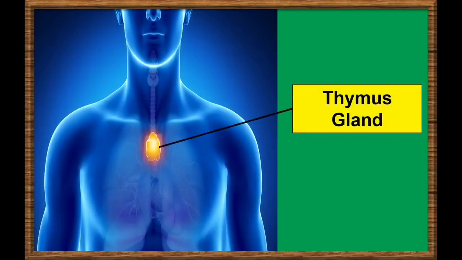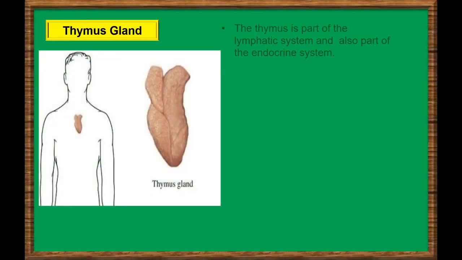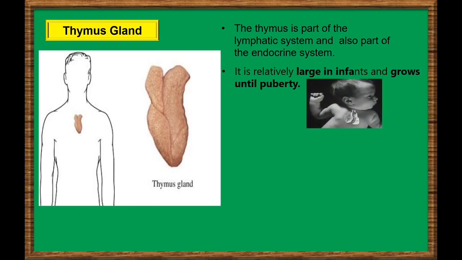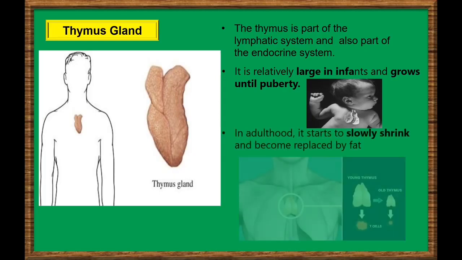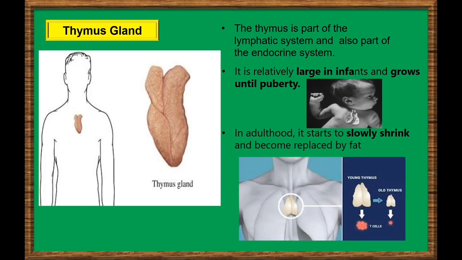Thymus. The thymus is part of the lymphatic system and also part of the endocrine system. The thymus is located just below the breastbone. It is relatively large in infants and grows until puberty. In adulthood, it starts to slowly shrink and become replaced by fat.